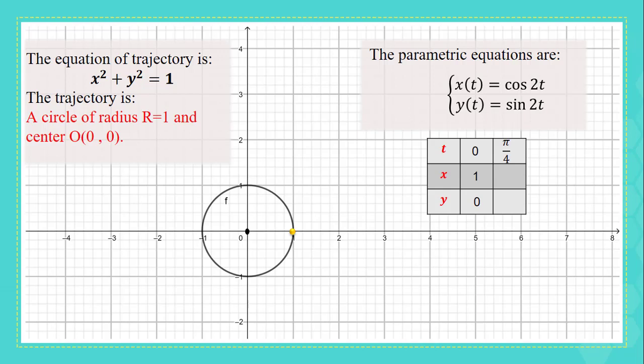At the instant t equal to pi divided by 4, by substituting t in x, it will give x equal to cosine of 2 multiplied by pi divided by 4, and it will give 0, and y will give 1. Then the particle will move to the other point having coordinates x equal to 0 and y equal to 1.